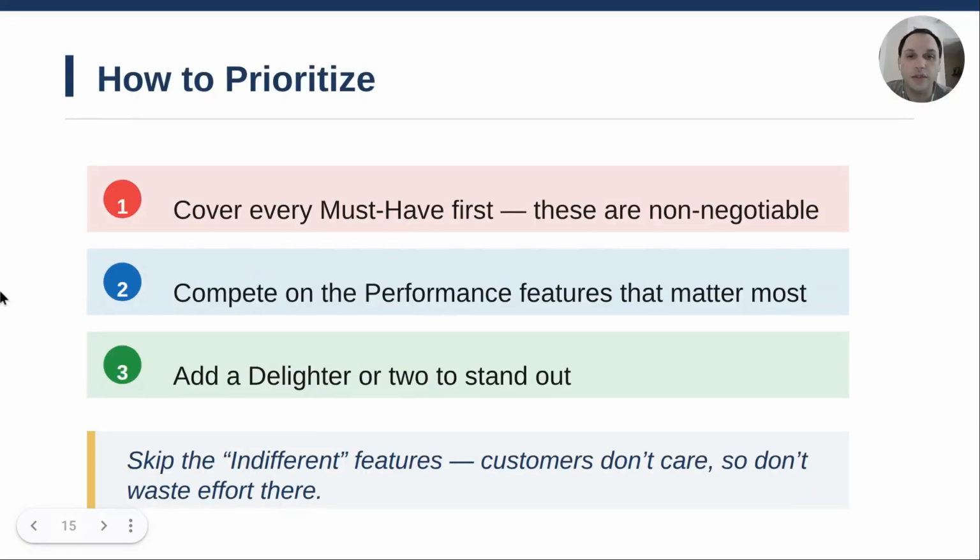So how do you actually use all this? 3 moves. First, cover every must-have. These are non-negotiable, the price of entry. Second, compete on the performance features that matter most to your customers. And third, sprinkle in a delighter or 2 to stand out from everyone else. One more tip. When a feature comes back as indifferent, that's your cue to skip it. Customers don't care, so don't waste your effort there.